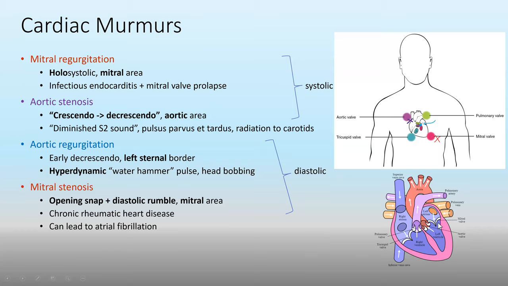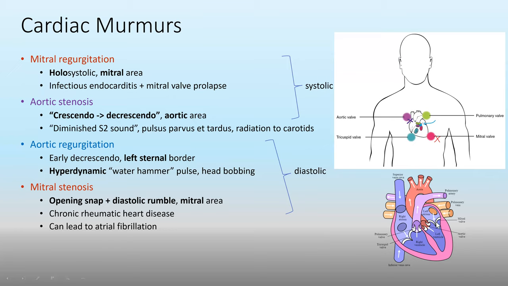And again, this will be at the mitral area because this valve, if you see here, is pointed down in this direction. So you'll generally hear it here at the apex. And chronic rheumatic heart disease is the most common way you'll hear this. Over time, when a valve is destroyed by rheumatic fever, the valve becomes stenotic, even though initially, acutely, you might see a regurgitation. It can also lead to atrial fibrillation.